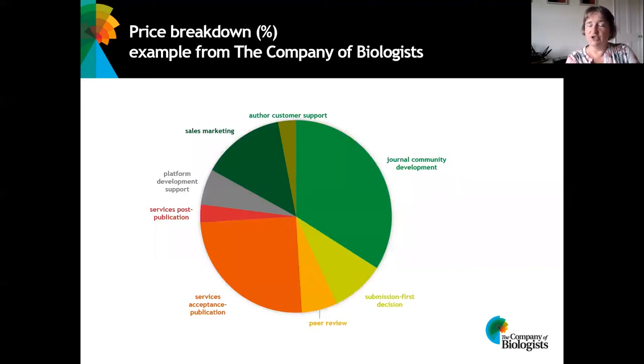In terms of the price breakdown, as I said, it's showing a percentage of the price breakdown, not actual financial details. Plan S actually links to two examples, one from the Company of Biologists that I'm showing here. And you can see that the price has been broken down into different categories. There's journal community development, which will include policy development, editorial boards, and commissioning content. There's the cost for the submission to the first decision, that's the triaging step. There's the cost for peer review. Then there are the services from acceptance to publication, which will include copy editing, figure work, conversion to XML. There are services post-publication, including handling of ethics issues. There's platform development, sales and marketing, and the all-important author and customer support.